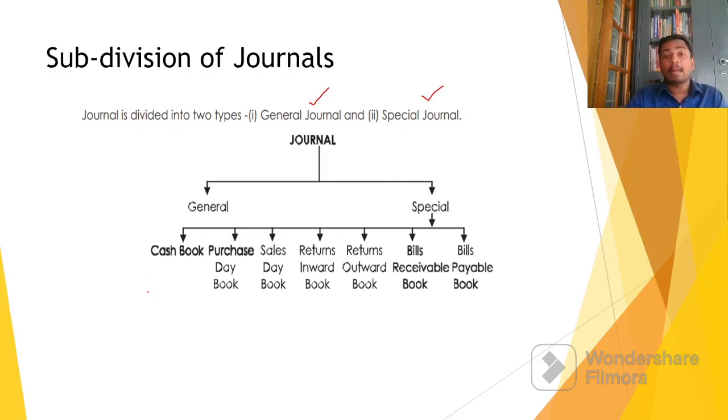So what are known as the subdivisions of journal or the special journals? They include cash book, purchases book, sales day book, return inward, return outward book, bill receivable book, bill payable book, and the last one is known as the journal proper. We will be discussing these in detail in the coming videos. Now we just need to know the names: cash, purchases, sales, return inward, return outward, bills receivable, bills payable, and journal proper. They are known as subdivisions of journal, or they are also called special journals.